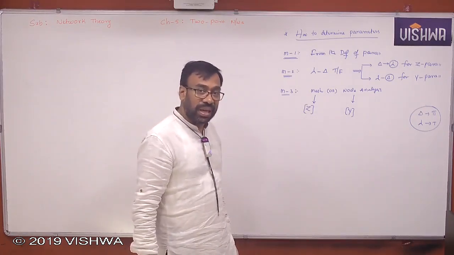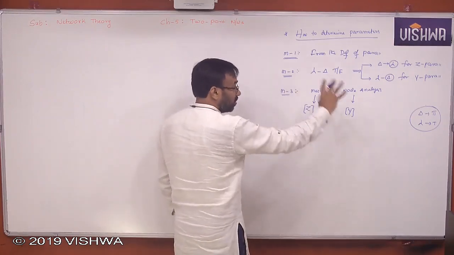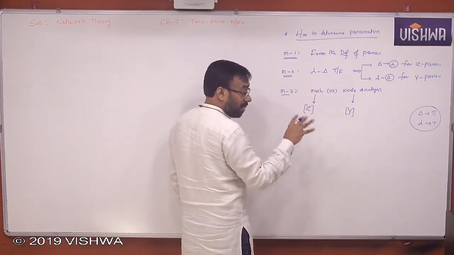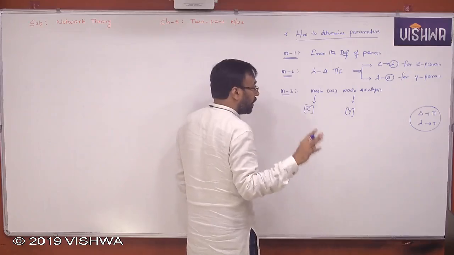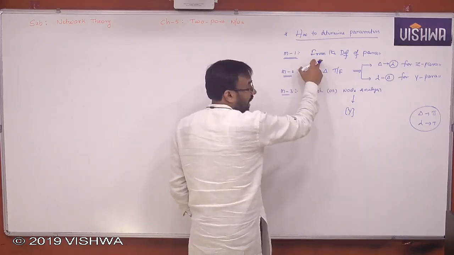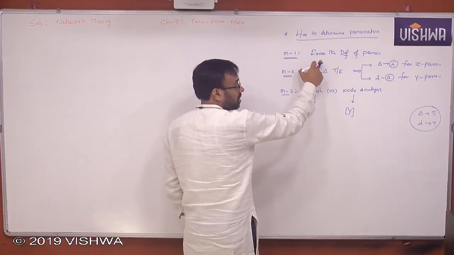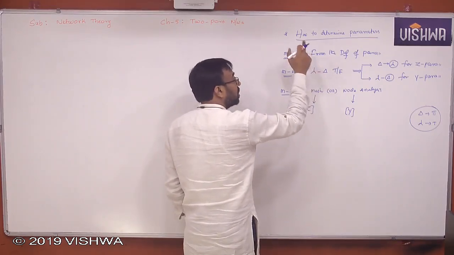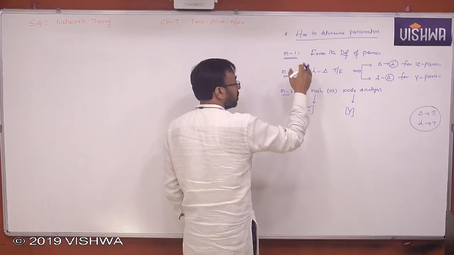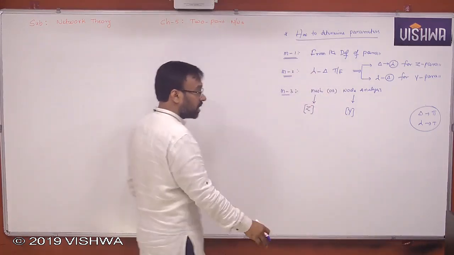Yes or no? Okay. Therefore, these are the three methods which can be applied to determine parameters from the definitions or conditions that you apply to define the parameters: one method, star delta transformation, mesh or node analysis. Do all of you understand? Okay.